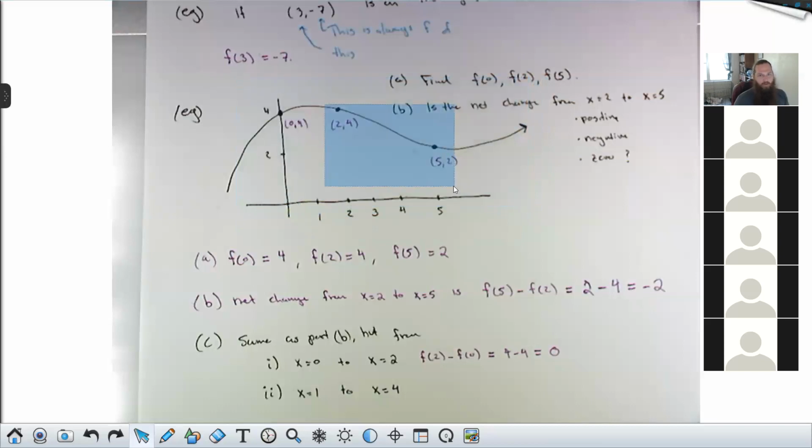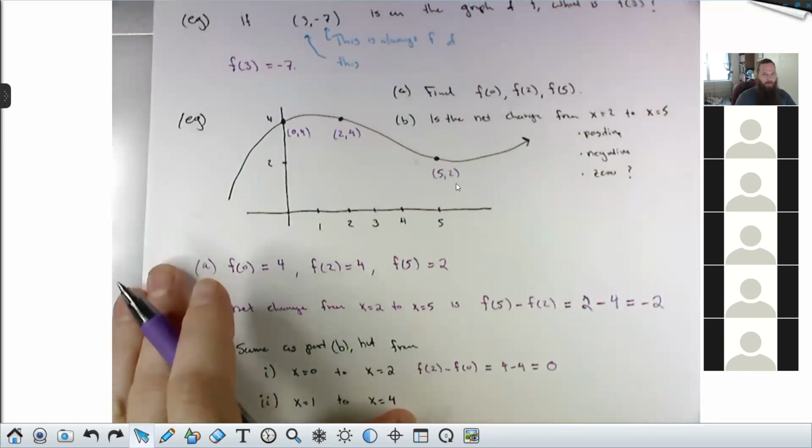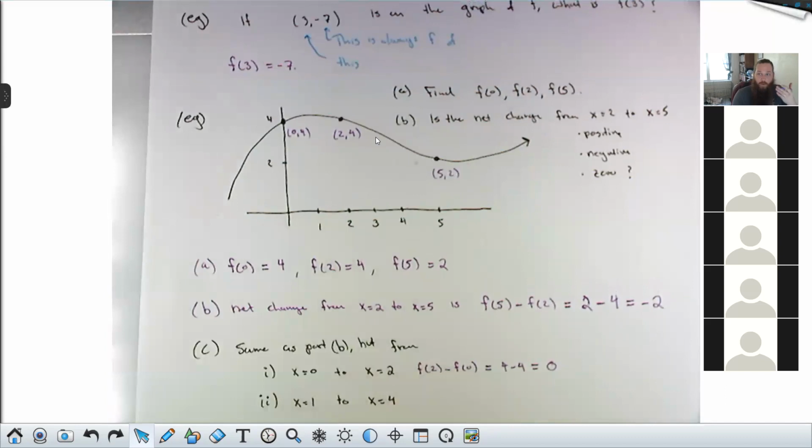We're looking from here to here. What is it about the graph that could have told me, without doing the computation, that the net change from here to here would have been negative? There was a reduction in your Y value. Yeah, overall, from 2 to 5, I went down. This point is lower than this point.